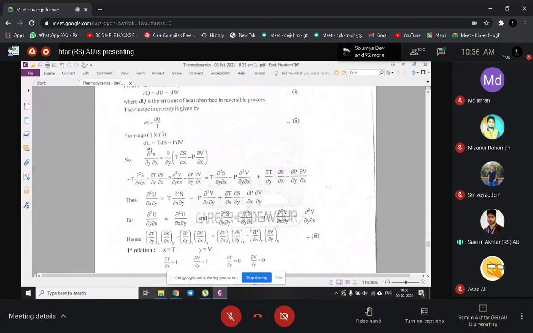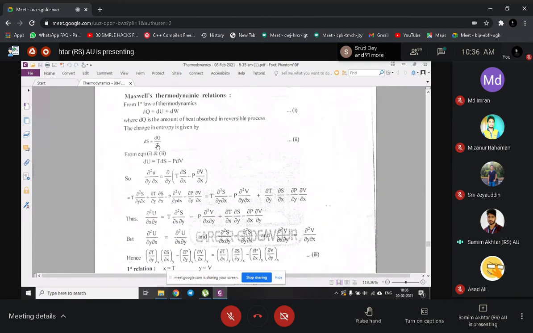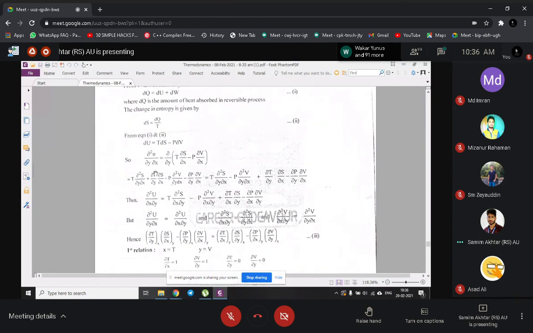Okay, so from those two equations, you find that du equals tds minus pdv. Just substitute this value of dq. Dq is here and dq is here. If you equate the dq, then you get this, right? And if u is a function of x and y, then it can be written as del u by del x. Is it clear? This is basically a partial derivative.